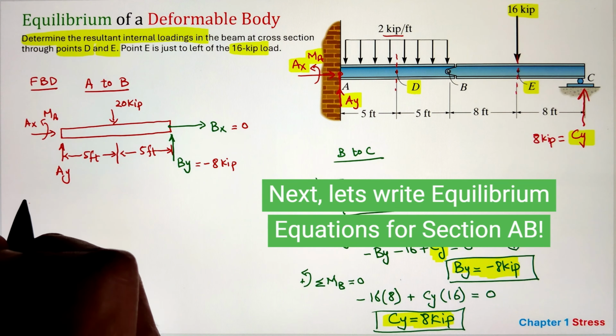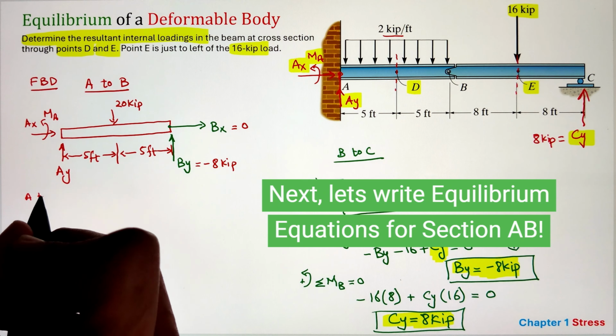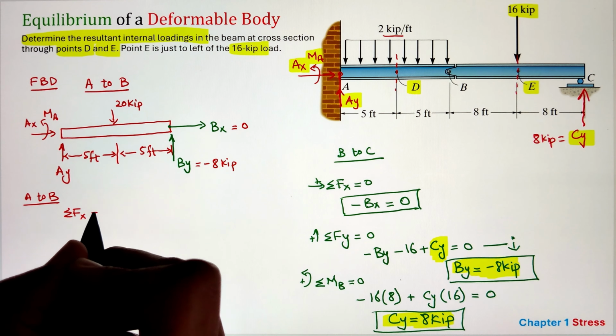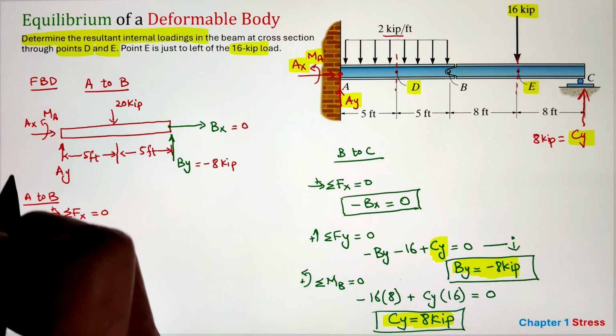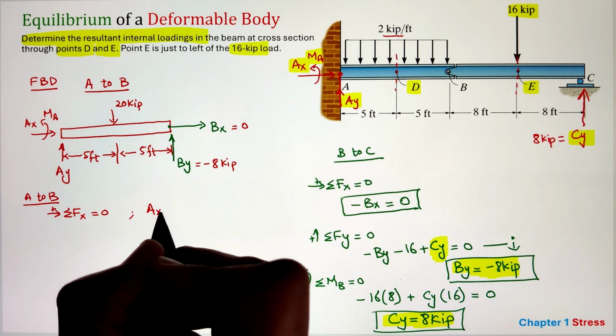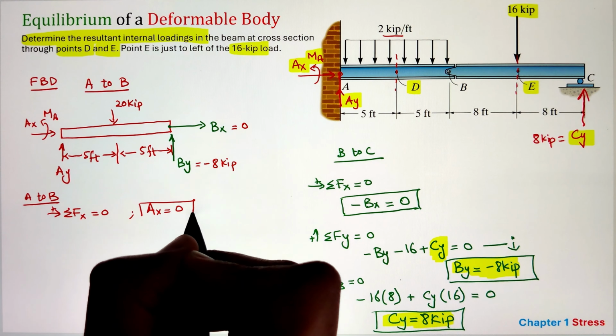So let's go ahead and start with our summation of forces along the horizontal x direction equals 0. In this case, again, we have just one unknown, Ax. Bx value is already 0, so the value of Ax is coming as 0 as well.